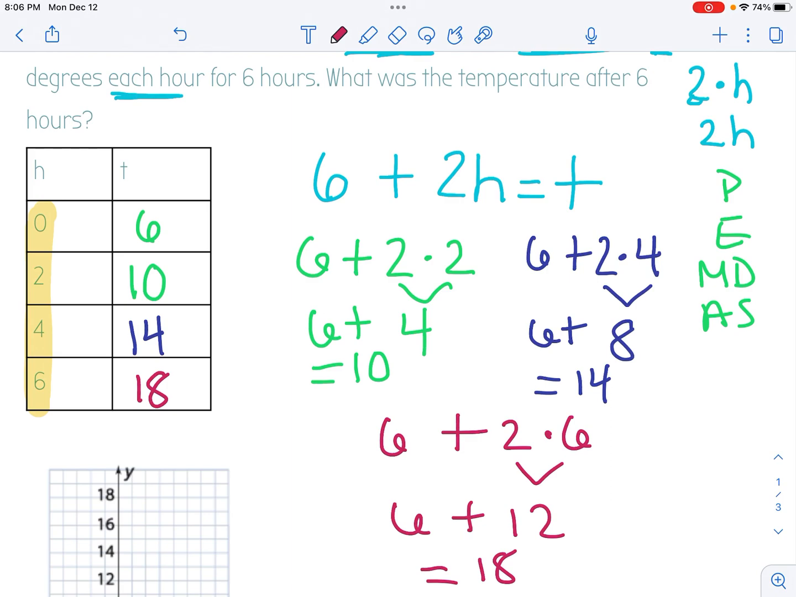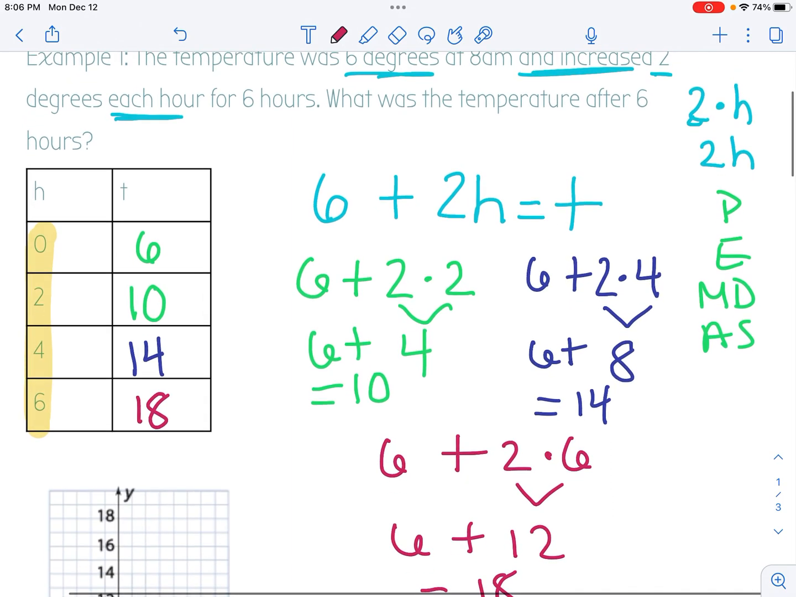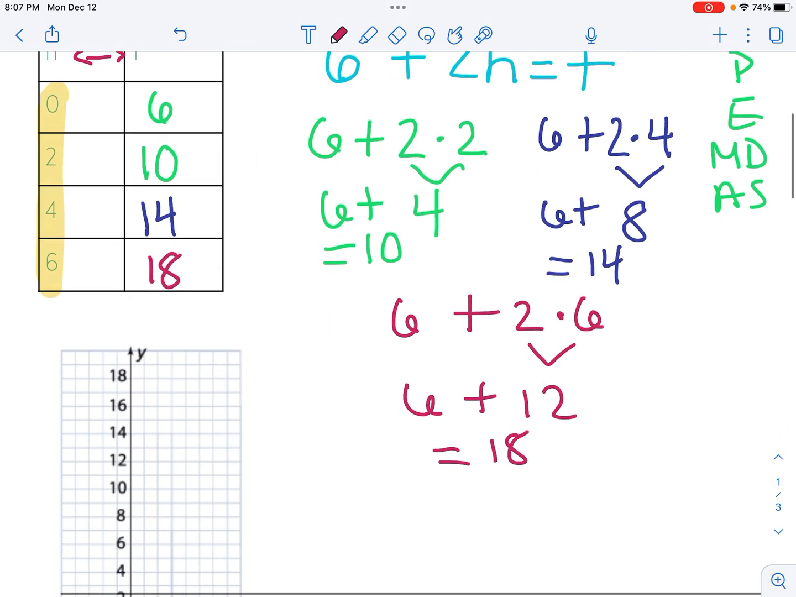So looking at this right here, I want you guys to think about what would be my independent variable and which would be my dependent variable. So in this case, do the hours depend on the temperature, or does the temperature depend on how many hours pass? So in this case, the independent variable is my hours. That is not being impacted by anything. But the temperature is being impacted by how many hours goes by. So the temperature is what's being impacted here.